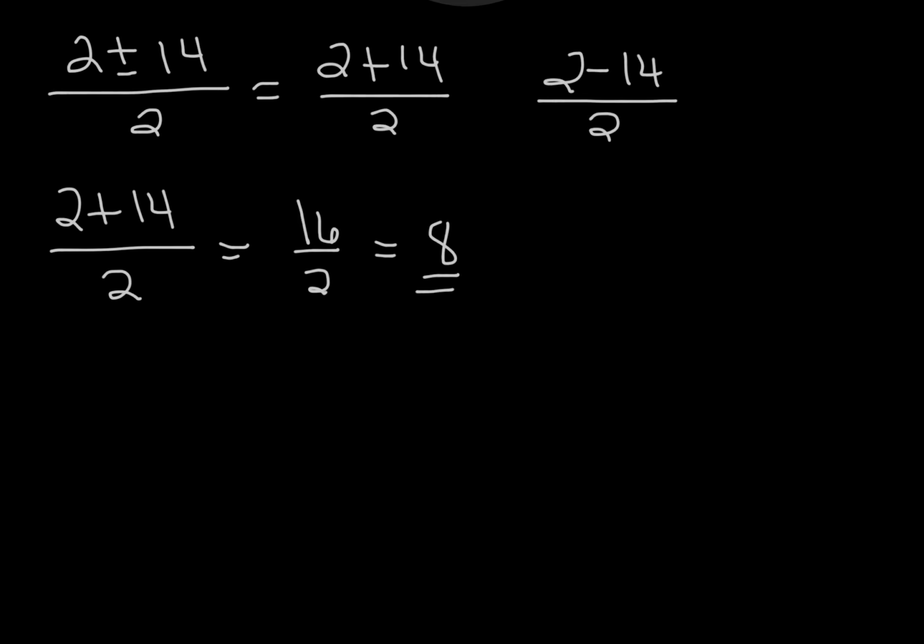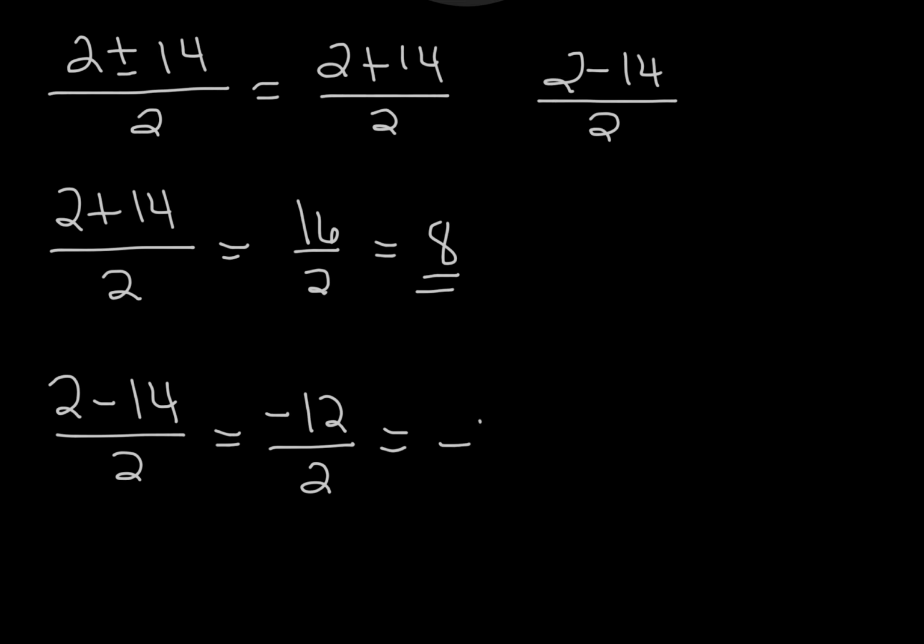And then the second part, 2 minus 14 over 2. 2 minus 14 is negative 12 over 2. Negative 12 divided by 2 is negative 6. So our answer to this problem is going to be negative 6 and 8.